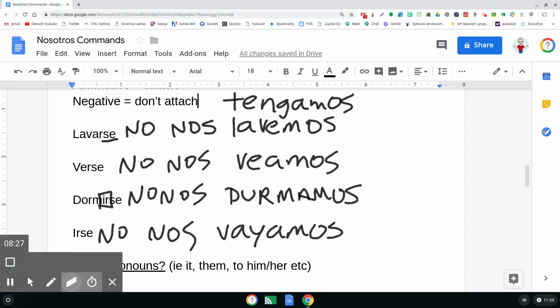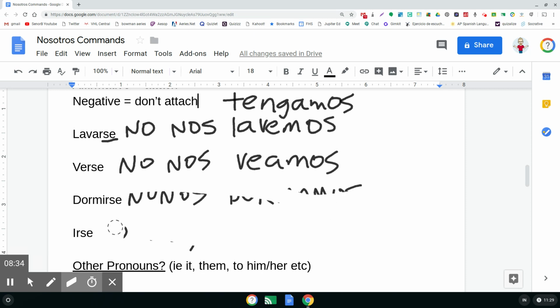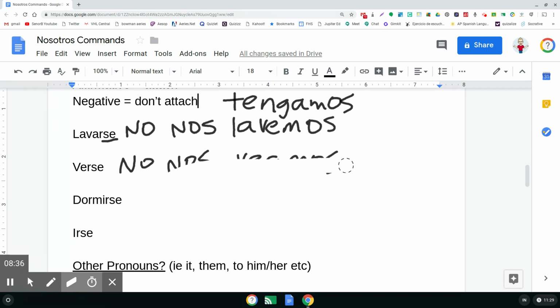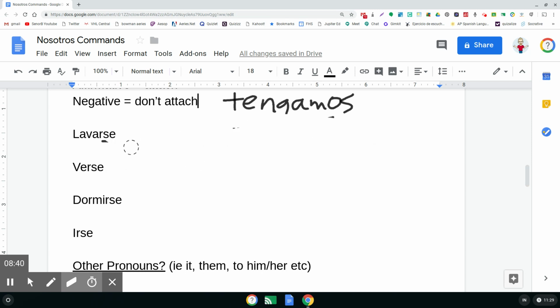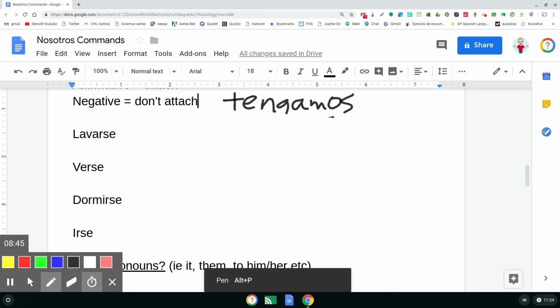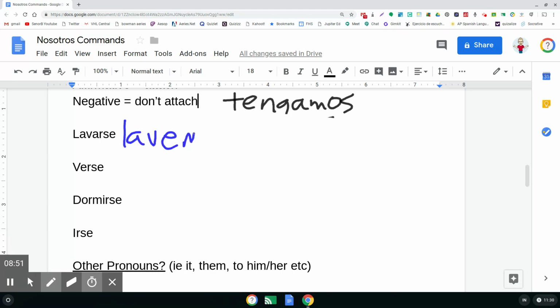All right, let's go ahead and do these in their affirmative form. If you didn't get a chance to write those down, just rewind the video a little bit. So again, for the affirmative commands, we are going to be attaching the nos to the end of it. But there's one other catch, one other thing that we have to do, which makes it a little bit more challenging. So let's first ask ourselves, what is lavar in the nosotros command? So it's lavemos, right? Okay, and then the se changes to nos, and I'm going to attach it to the end.